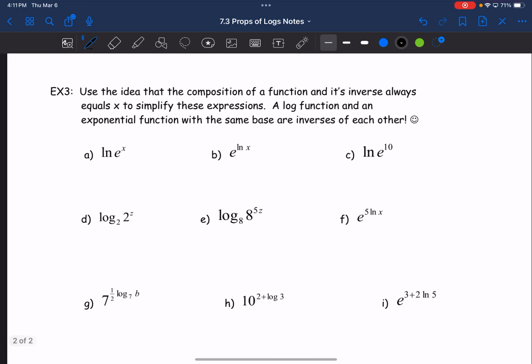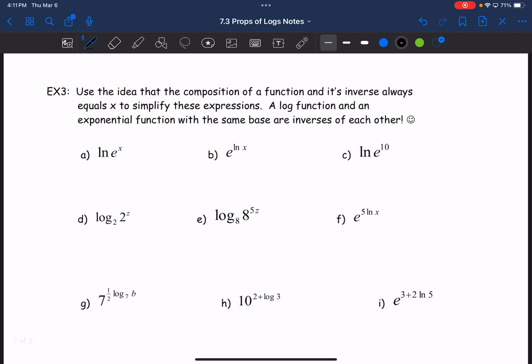All right, on the back. Before we start simplifying, it reminds us that with compositions of functions, when you are taking compositions of an inverse and its original function, these always simplify down to just x. Because if you remember, these are basically operations that are undoing each other. So we are going to keep that in mind when we have a log and an exponential function with the same base. Remember, those are inverses of each other. In other words, they undo each other.